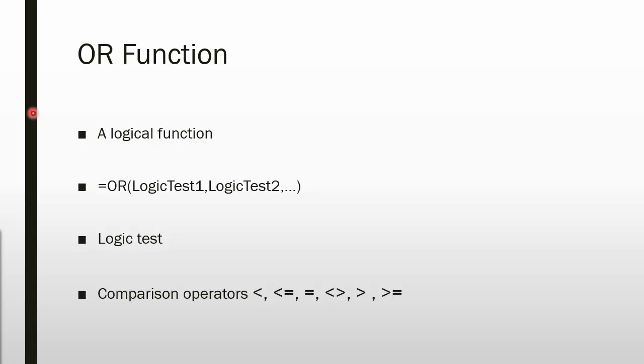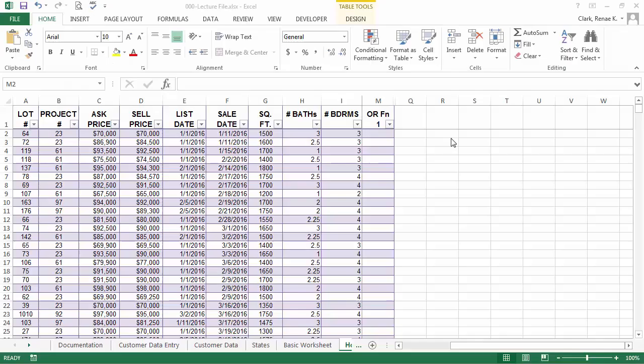Again, logic tests are simply those tests of cell contents that can return a true or false result, using comparison operators such as less than, greater than, equal to, not equal to, etc. Here we have an Excel spreadsheet. In column M, we are going to enter an OR function. We're going to look for any home that has either more than 1,500 square feet or at least 3 bedrooms.